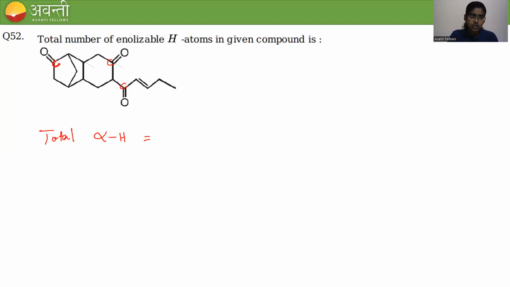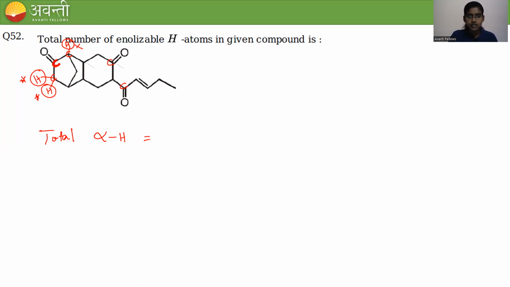Okay. So to this first C double bond O, 2 alpha carbons are there. And to this carbon, 2 hydrogens are there, and to this carbon, 1 hydrogen is there. But only these 2 hydrogens can undergo enolization. This hydrogen cannot undergo enolization because it is in the bridged position. You can see the carbon is in the bridged position, so that hydrogen cannot undergo enolization. Okay. So here 1, 2. So these two alpha hydrogen can undergo enolization.